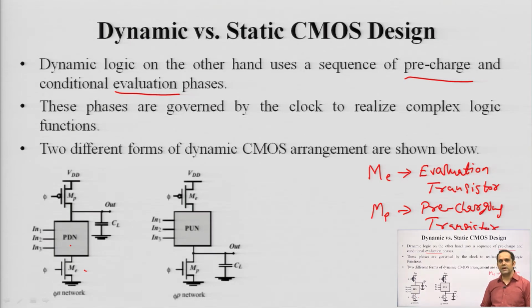Okay. The P type counterpart of dynamic logic consists of a pull up network. All the inputs are applied to the pull up network, okay, and the pre-charging is done here by an NMOS transistor and evaluation is being done by a PMOS transistor. Okay. So, there is a PMOS transistor here which is doing evaluation, there is another NMOS transistor which is doing pre-charging. Again the charging is being done of the load capacitor. Okay. So, these are the two forms of arrangement, one N type and one P type, which you can have for the dynamic CMOS logic.